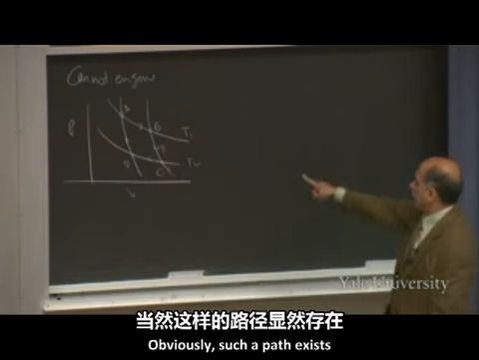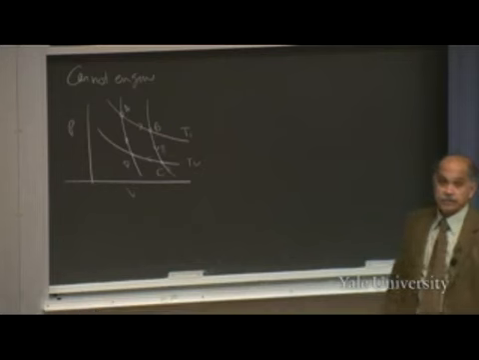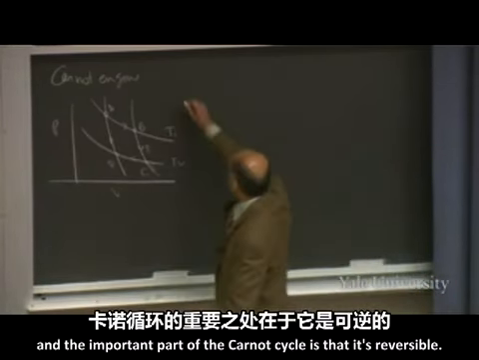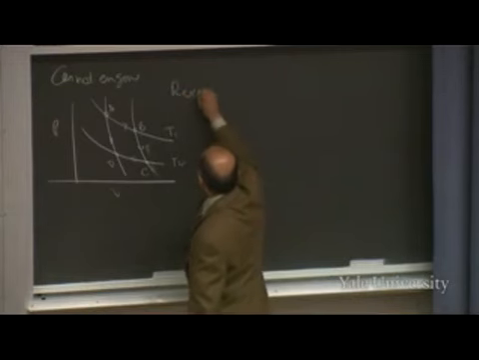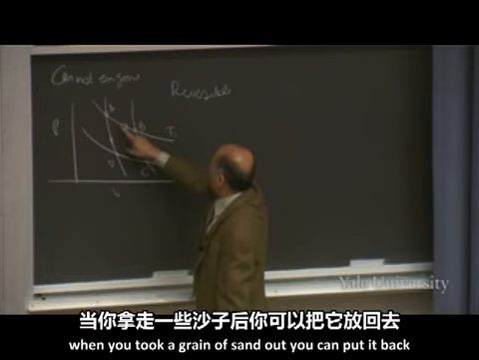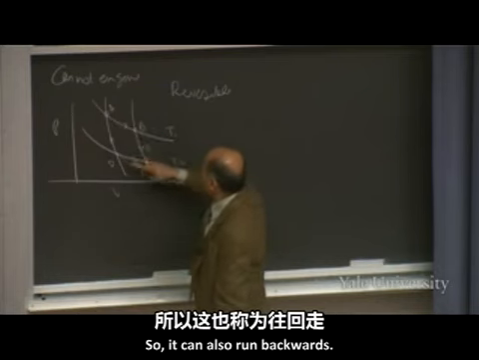Obviously, such a path exists because of the way isothermals and adiabatics are in the PV plane. That's the Carnot cycle, and the important part of the Carnot cycle is that it's reversible. It's reversible because at every stage, when you took a grain of sand out, you can put it back and you can run it backwards. So it can also run backwards.